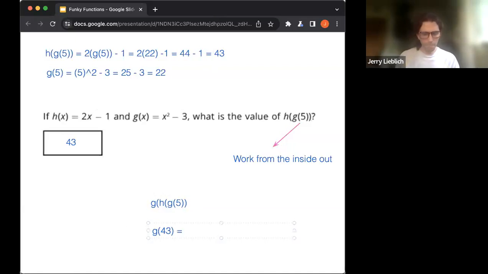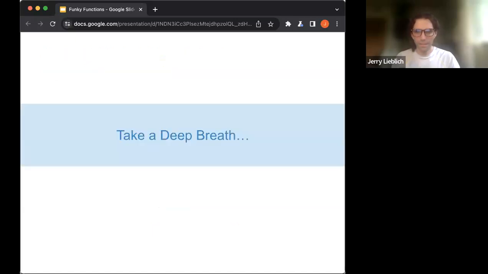We're here. Why not? g of 43 would be 43 squared minus 3. 43 squared gives us 1849, minus 3 would be 1846. Okay. One more in this vein, and then we'll move on to another topic.